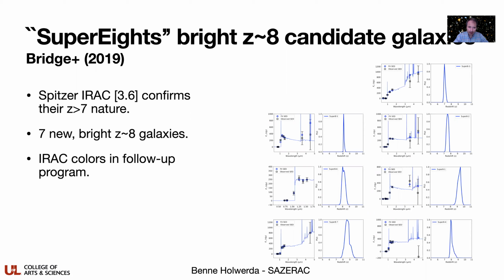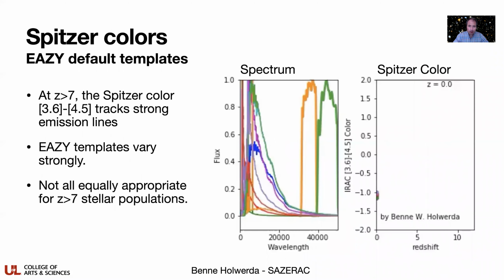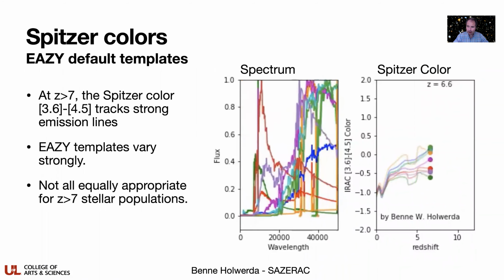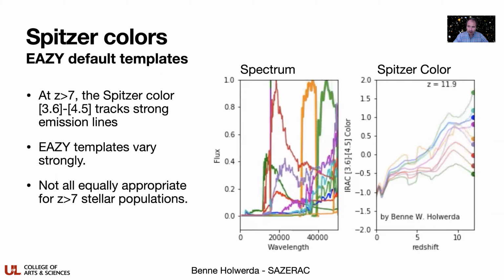7 new confirmed, and IRAC follow-up not only confirmed them, but in some cases we hope to get colors in the subsequent work. So Spitzer colors are great. The fact that H minus 3.6 is a good confirmation. However, if you use easy templates, for example, like you do here, you get a really wide range of IRAC colors, and not all of those templates might be appropriate for high redshift. So what else to use?